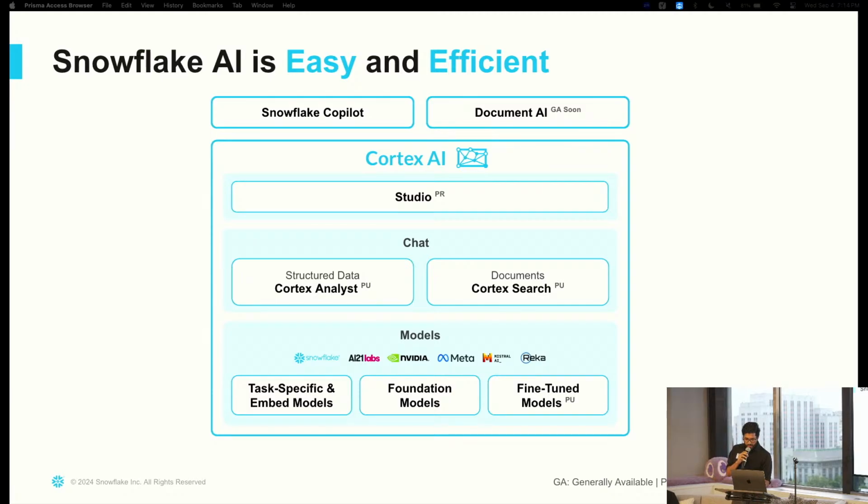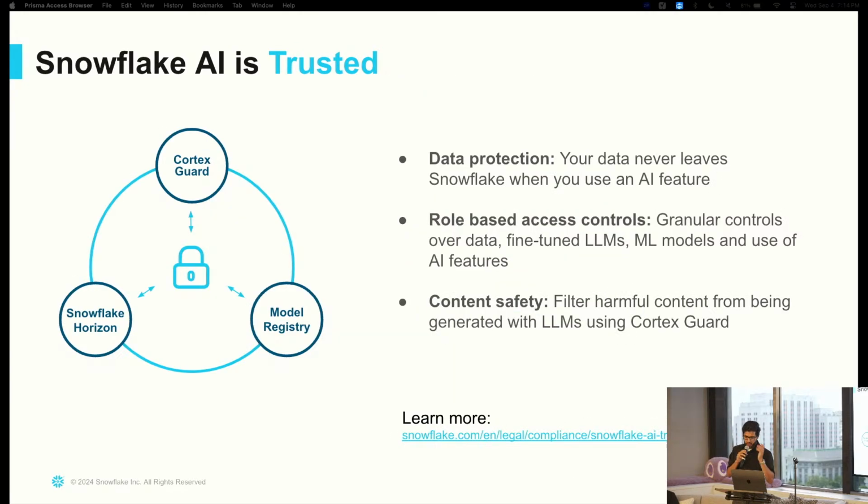Okay, so then let's get to the third point, which is Snowflake is trusted. And the way you think about this is, we want to make sure that your data doesn't leave the secure perimeter of Snowflake. So we always make sure that your data stays within Snowflake, it's secure there. We also offer you very granular role-based access control that you can use on your models, on your data. In fact, you can even use it on specific AI features. And then, all of this can be used with this unified governance that I was talking about earlier.